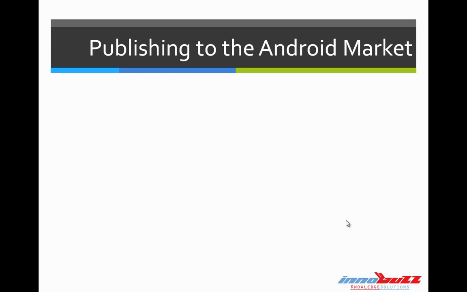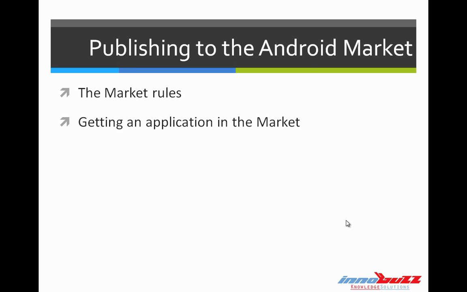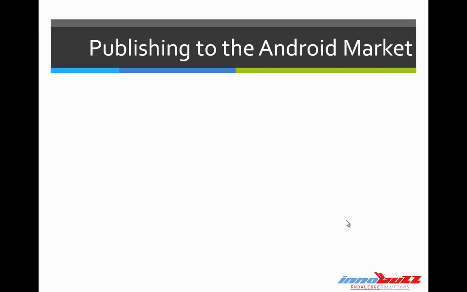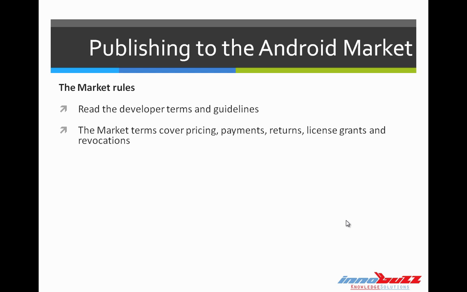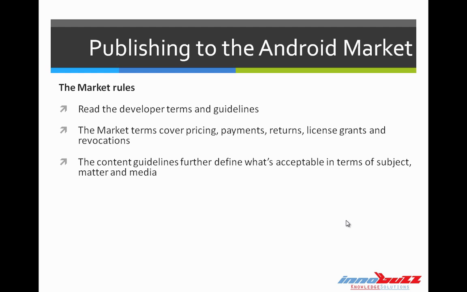Publishing to the Android market. The topics under this heading are the market rules, getting an application in the market, and the Android market, the right solution. The market rules. It's very essential that every developer reads the developer terms and guidelines before publishing applications to the Android market. The market terms cover pricing, payments, returns, license grants, and revocations. The content guidelines further define what's acceptable in terms of subject matter and media.